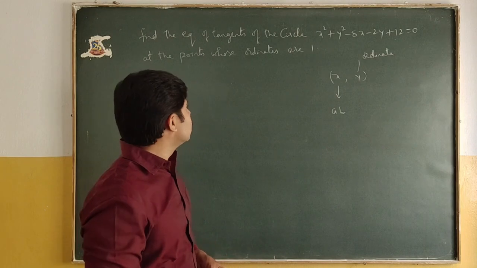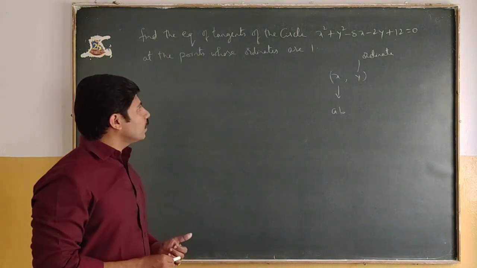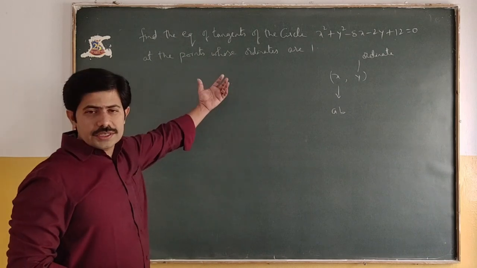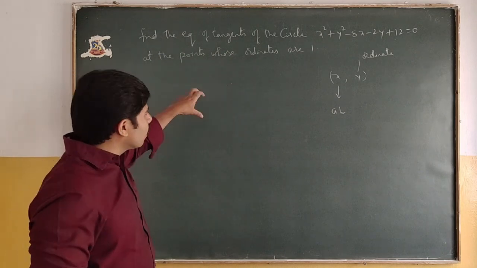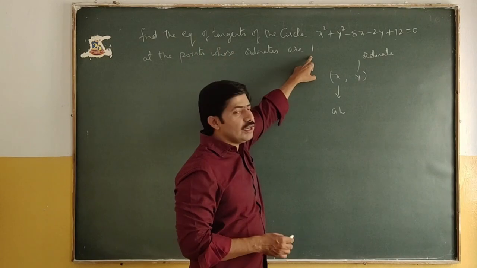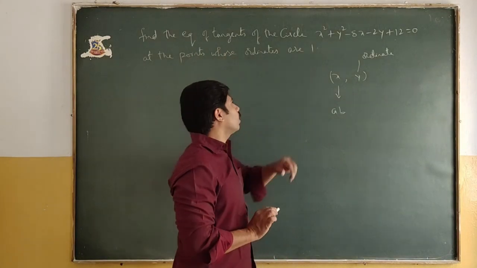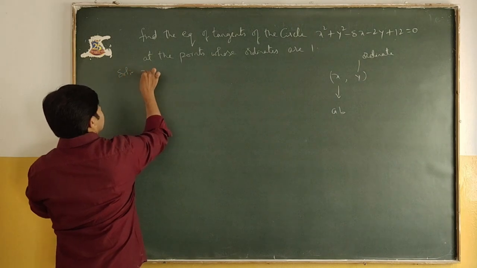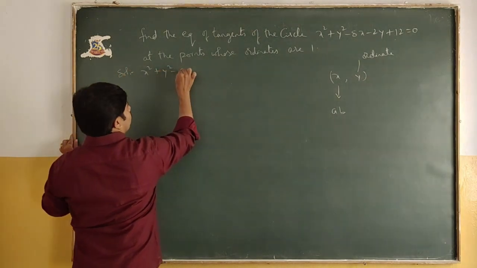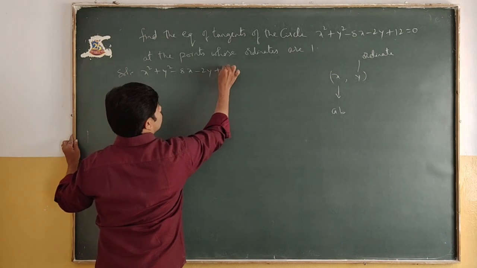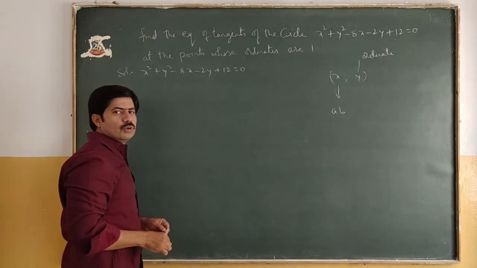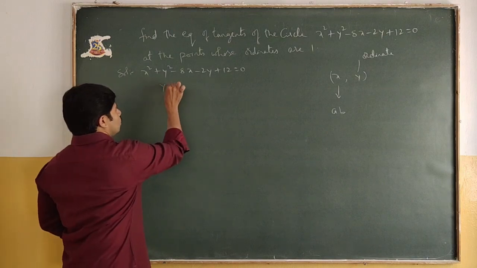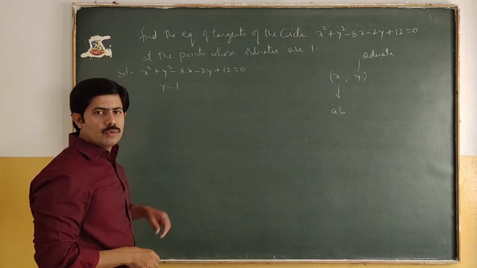O-R-D-I-N-A-T-E. Ordinate. So here, we have to find out the equation of tangent to a given circle. The point is, he has not given (x, y), but instead of (x, y), they gave y is equal to 1. So what we do, first we will write down the equation of circle. X square plus y square minus 8x minus 2y plus 12 is equal to 0. Now ordinate means y. I will substitute y is equal to 1 in this equation.